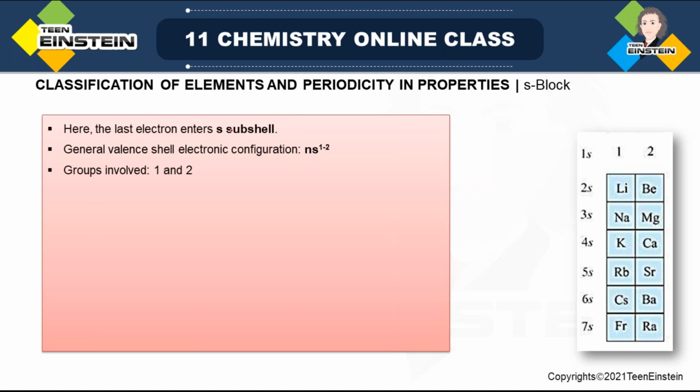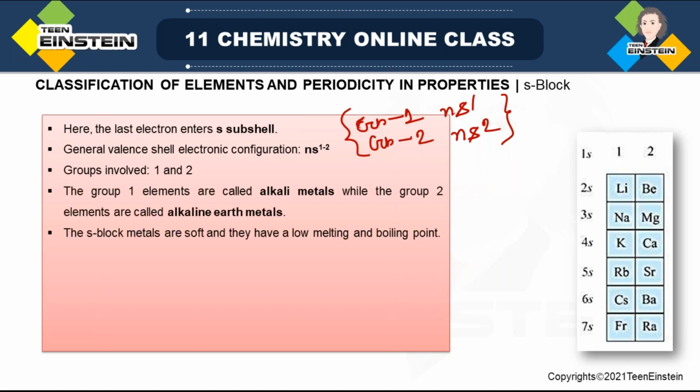Here the last electron is entering the s subshell. The general valence shell electronic configuration is either ns1 or ns2. When it is group 1, it is ns1. When it is group 2, it is ns2. That is why the general valence shell electronic configuration for the s block is ns1 to 2. Two groups are involved, 1 and 2, that you can see on the right hand side.